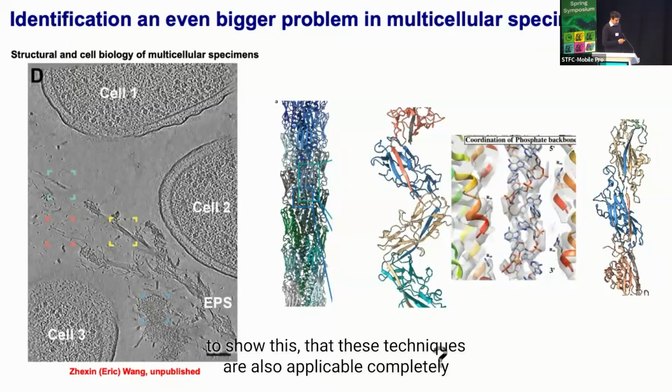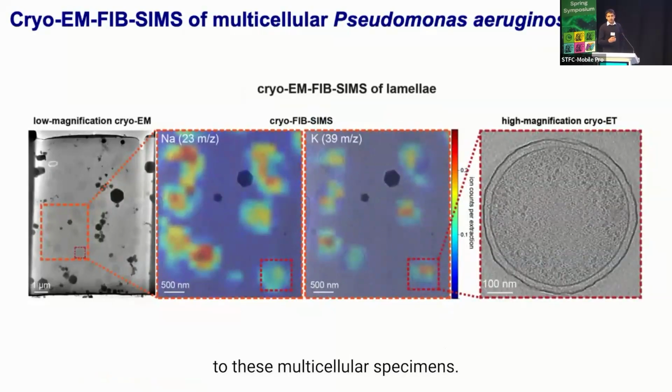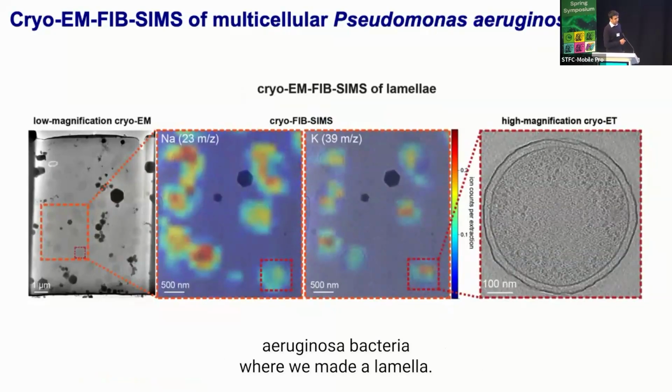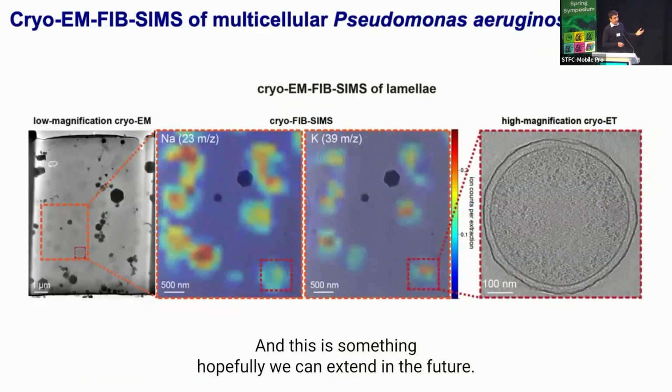Why I wanted to show this is that these techniques are also completely applicable to these multicellular specimens. So this is a multicellular Pseudomonas aeruginosa bacteria, where we made a lamella. And this lamella, after cryo-EM or cryo-electron tomography imaging, can still be imaged with a FIB-SIMS, and we can do an overlay. And this is something hopefully we can extend in the future.